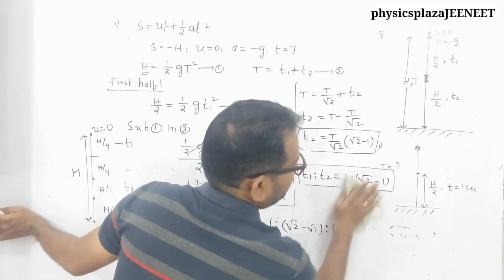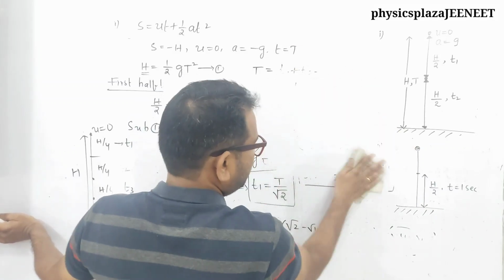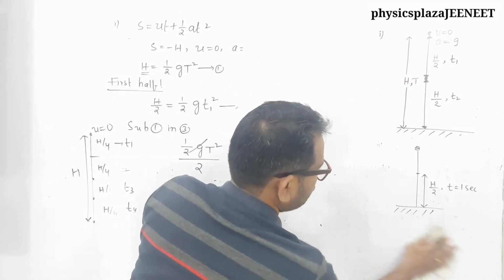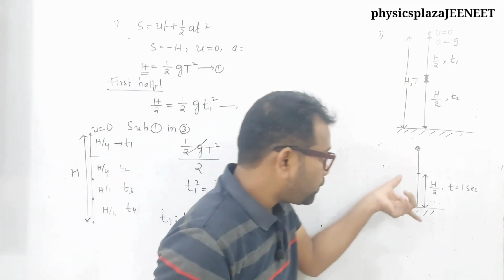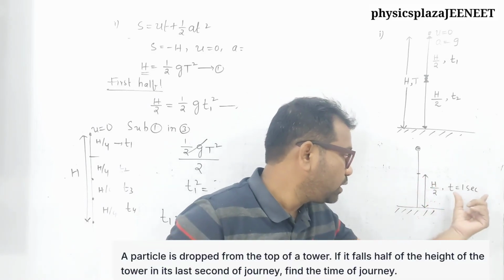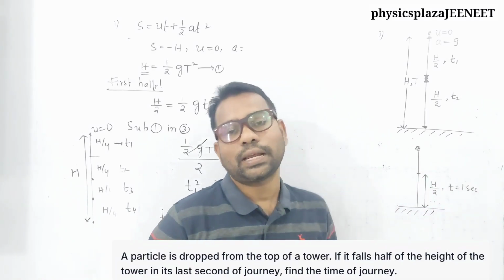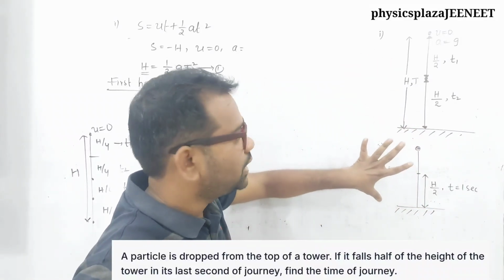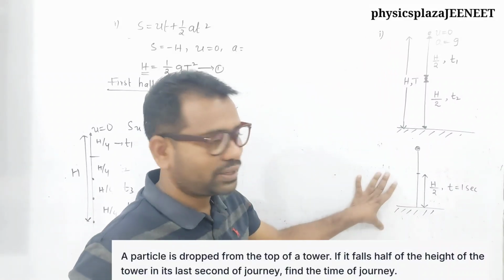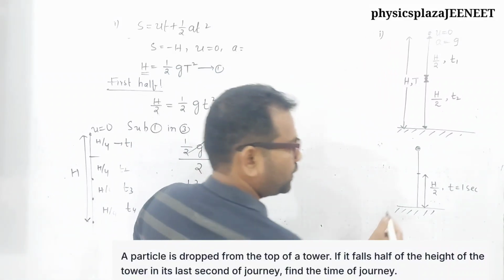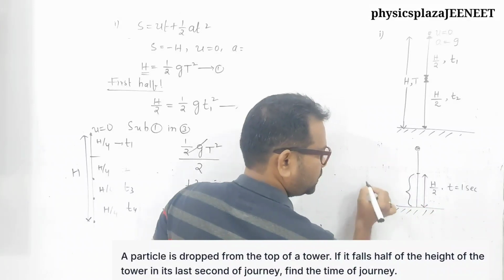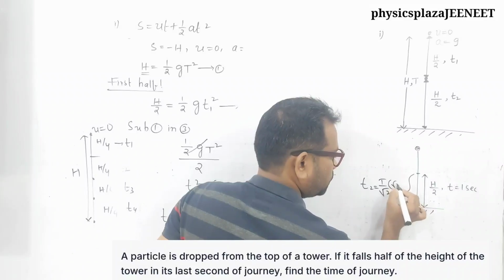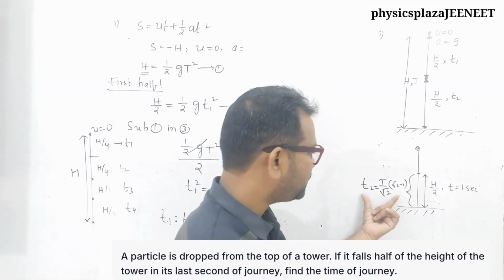Yes, children. Now here is the second numerical. If you can see the second question, it is given that a body is dropped like in the first case, but it is given that the second half distance is covered in the last 1 second. Then they are asking us to find the time of flight. Children, why have I taken the second question? Because this conclusion is important here. Already we know the time taken for this. What did we calculate for t2, children? We got t by root 2 into root 2 minus 1. So this time is given to us as 1 second.